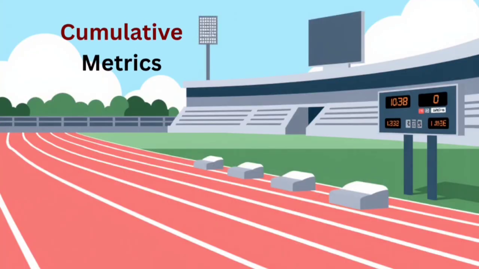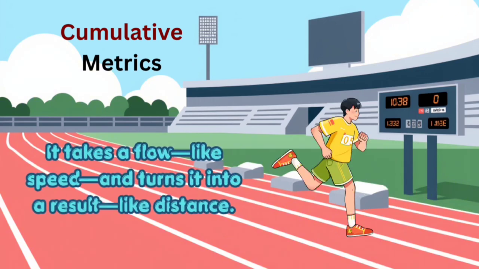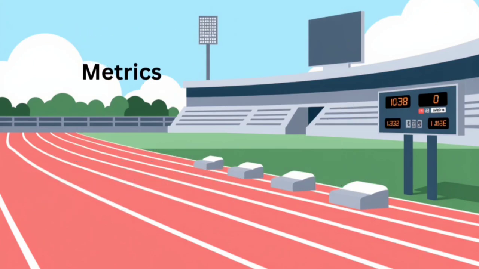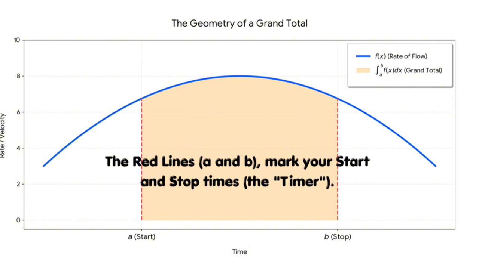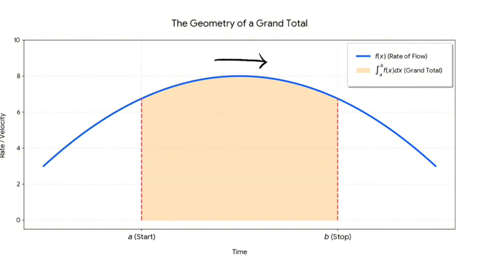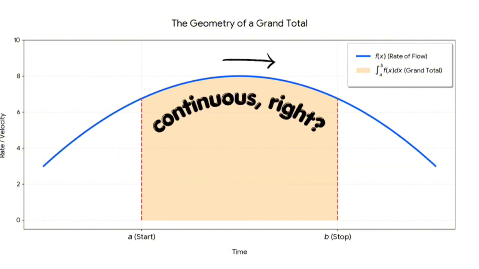Let's start with the cumulative metric. It is simply the grand total of everything that has been done from the start until the exact moment. For instance, total distance of jogging. Instead of manually counting every step, we use integrals to handle the continuous flow of the movement.